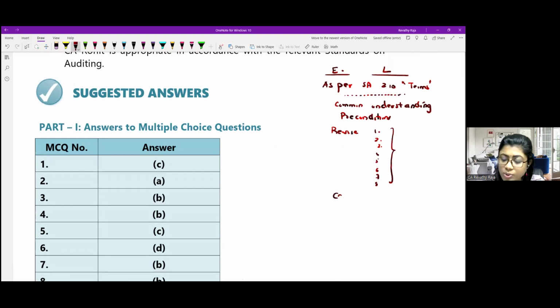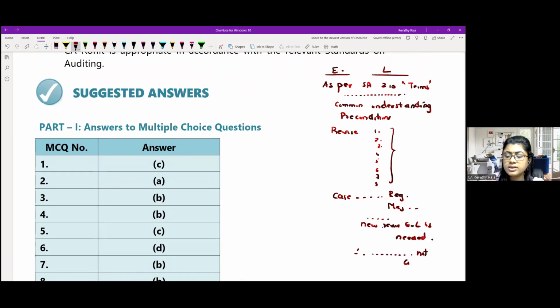Required. So you're right. In the given case, there are two things: regulatory changes, and a major shift in the business. Therefore, a new revised engagement letter is needed. Therefore, his contention is not valid, not correct. He has to send a revised one.